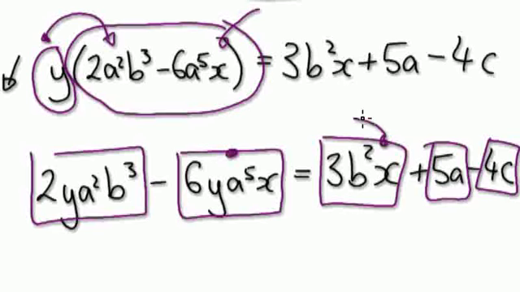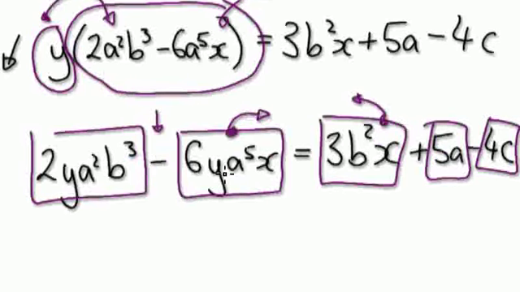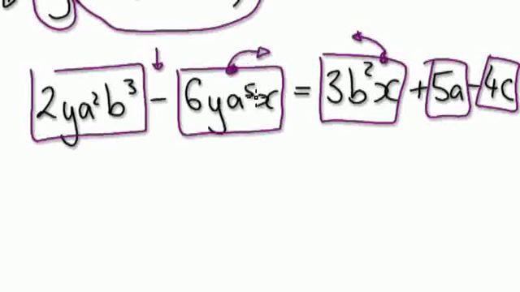I have a choice of moving this over here or getting this and moving it to the right. I can see some minus here. So if I move it to the right, I'm going to turn it into a positive. So here add this block to both sides. Okay, so I'm going to add 6ya to the power 5x to both sides. Okay, so hang on, I'm going to have to move the equal over a bit. So here I'm going to add this block to both sides.